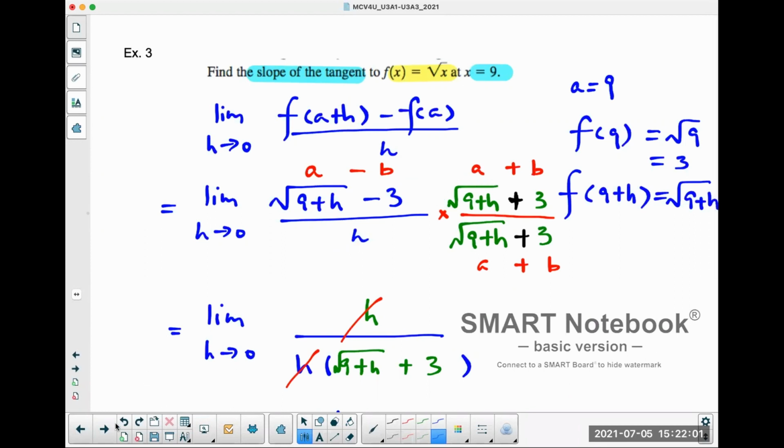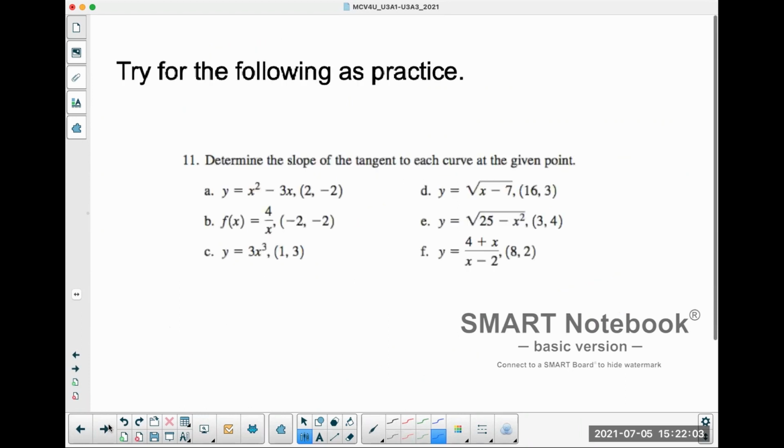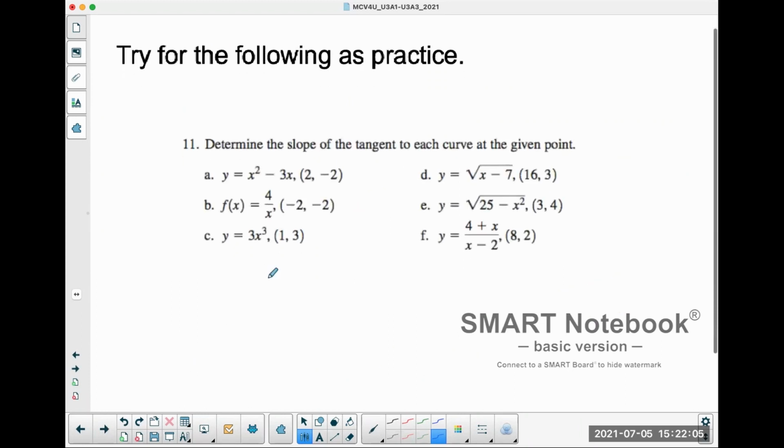Okay. And I have a few questions for you to practice. You have a couple polynomial functions here, a couple rational functions here, and a couple square root functions here, which you can do as practice.